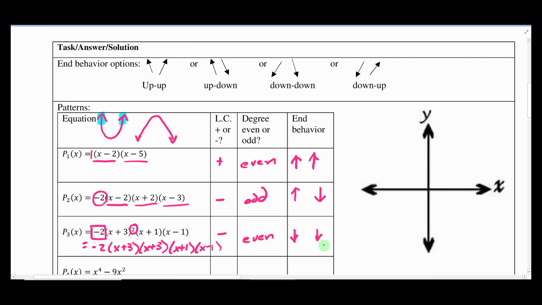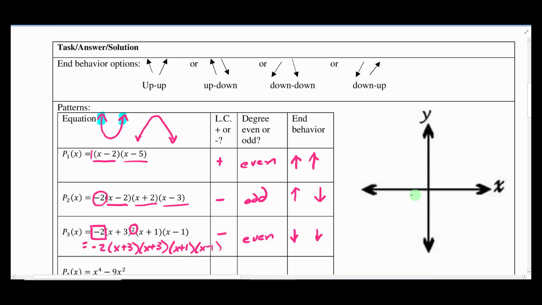Right? Which kind of makes sense, because when we had a positive even, it was going up, up. Well, a negative out front of any polynomial is going to flip it. It's going to reflect it over the x-axis, so those up-ups would go down, down. All right. So let's get a quick sketch of this one. We are going to have x-intercepts.